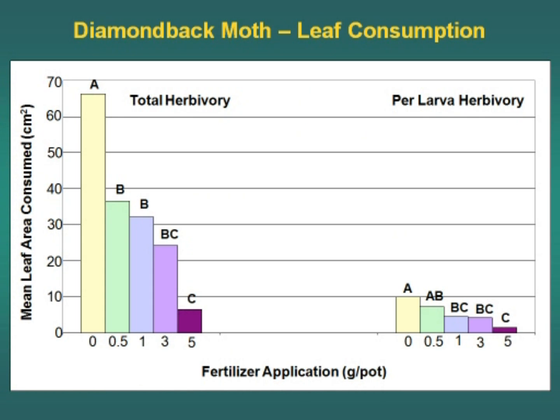So this summarizes some of those previous results where total herbivory, the amount of leaf damage, was much greater when there was very little fertility added compared to when there were much higher levels of fertility.